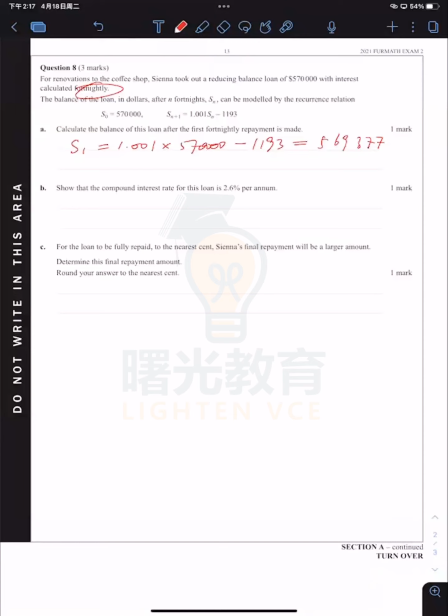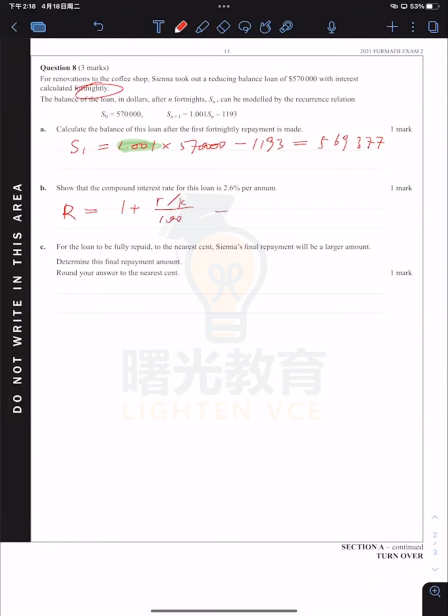So what term is related to the annual rate? That is the value in front of the SN in our recurrence relation. And this value is actually related to every repayment period, not per annum. So how do we actually get the rate for the repayment period? The relation is that the rate is equal to 1 plus the annual rate divided by how many periods we compound in a year, and then over 100.